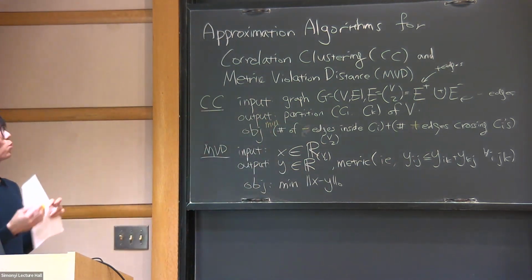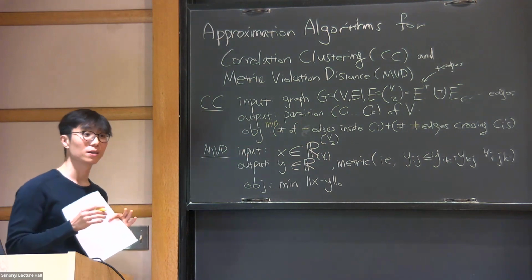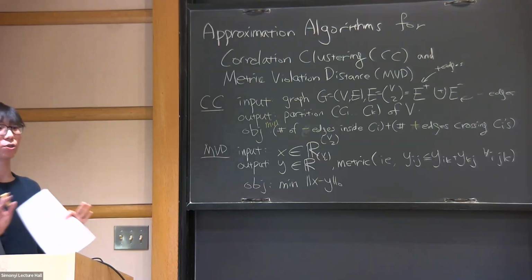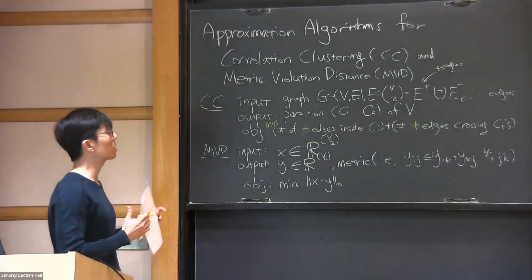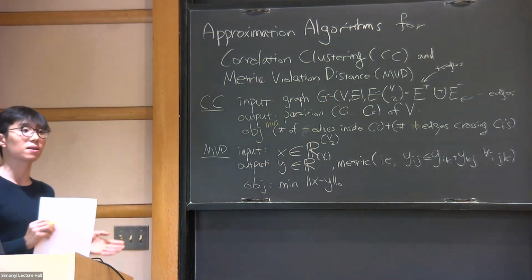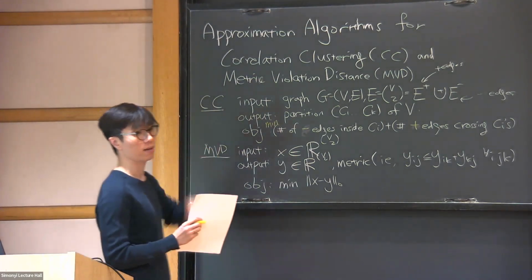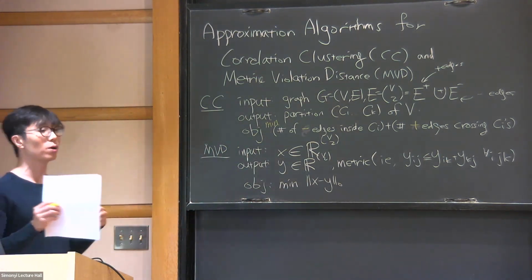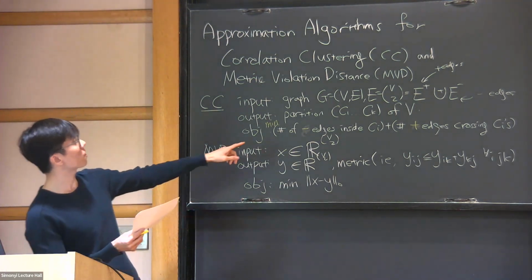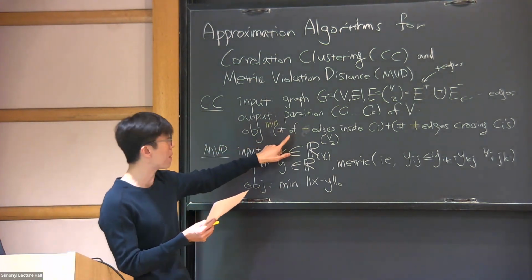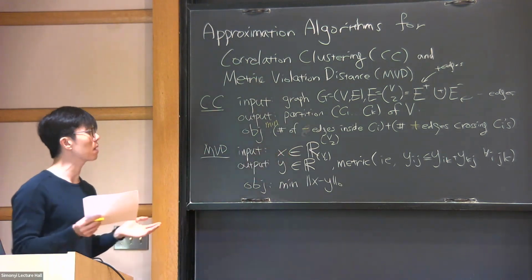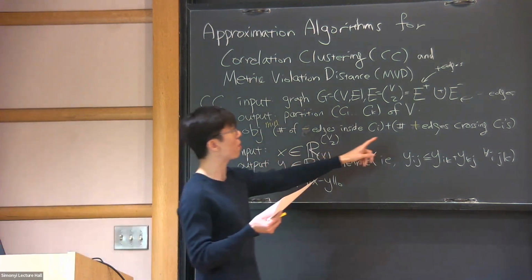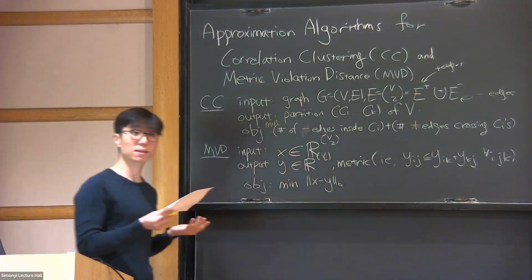That's the intended meaning of the input. You're allowed to pick any partition. K is not given; the algorithm can choose K. So it's different from the more famous objectives like k-median and k-means. If you want, the algorithm can put all the vertices into one set, but then it pays for every minus edge. Or the algorithm can make every vertex a single set, and then it pays for every plus edge. So that's the problem.